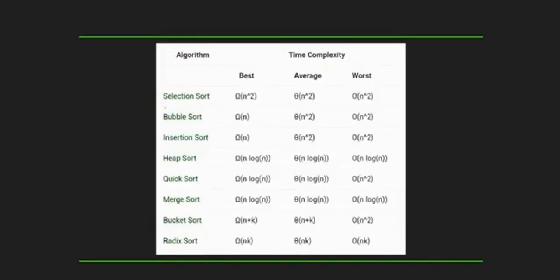This is a chart of time complexity of various sorting algorithms. It is highly recommended to learn them by heart as it comes very handy.